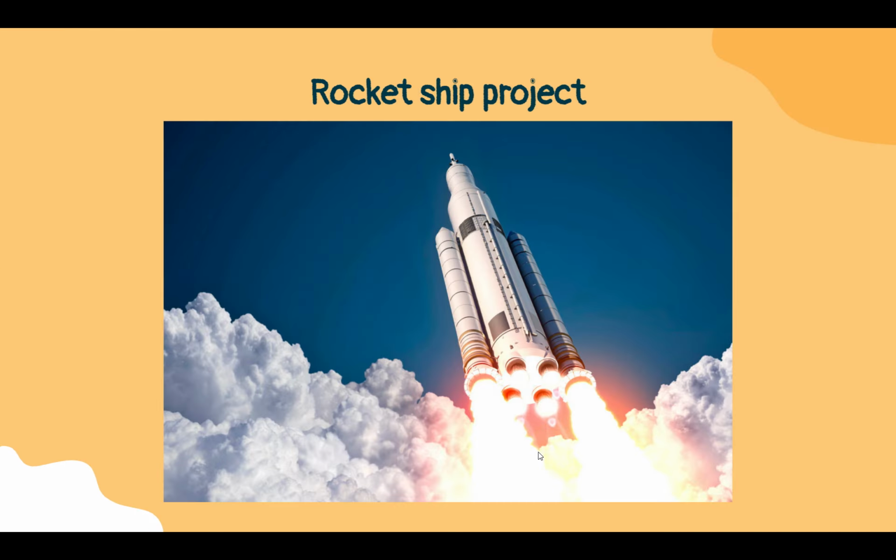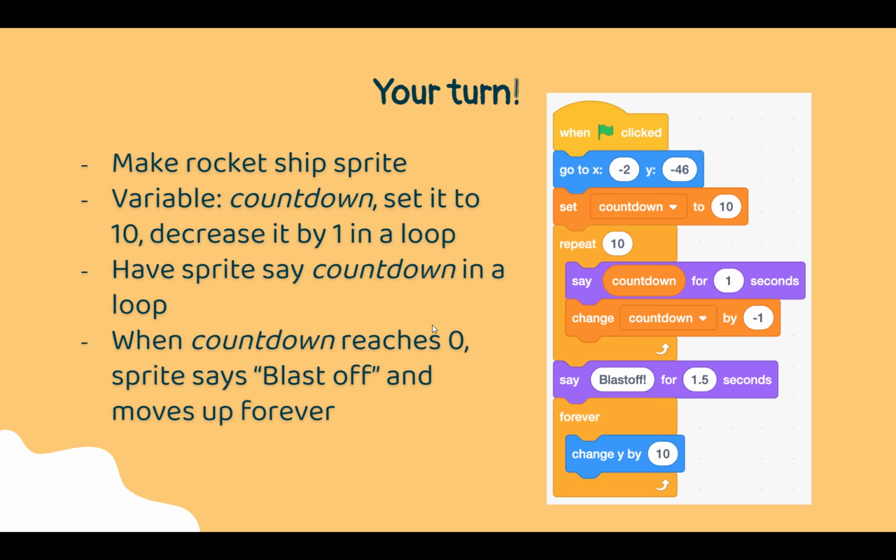Okay. So now we're going to be doing the rocket ship project. So this is kind of the base code you need. You want a variable that represents the countdown, and we want it to set it to 10. Now make sure it's set to 10 and not 0, because until now we've only had it set to 0, but we want it to go down from 10. So we'll start at 10, and then repeat this step 10 times, where we say what the current countdown is.